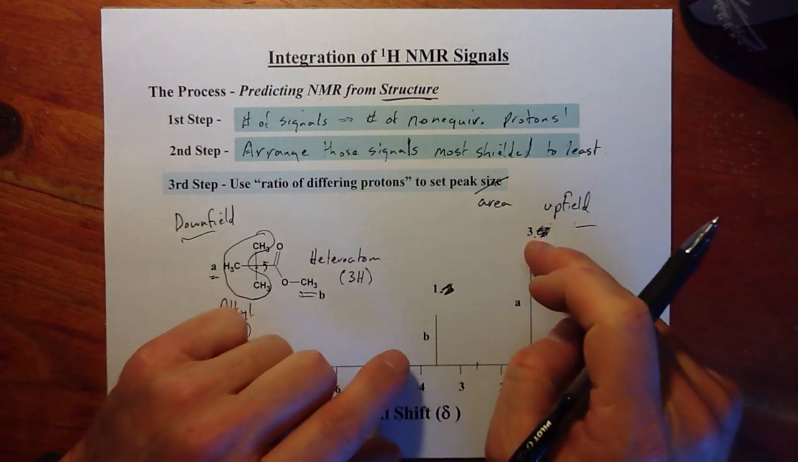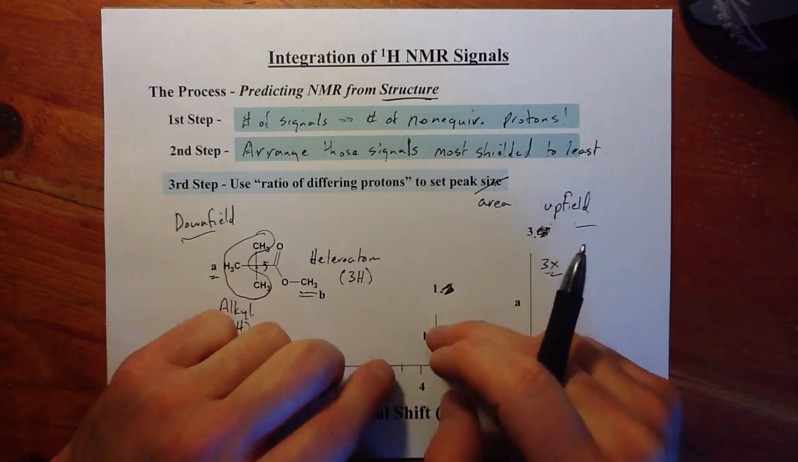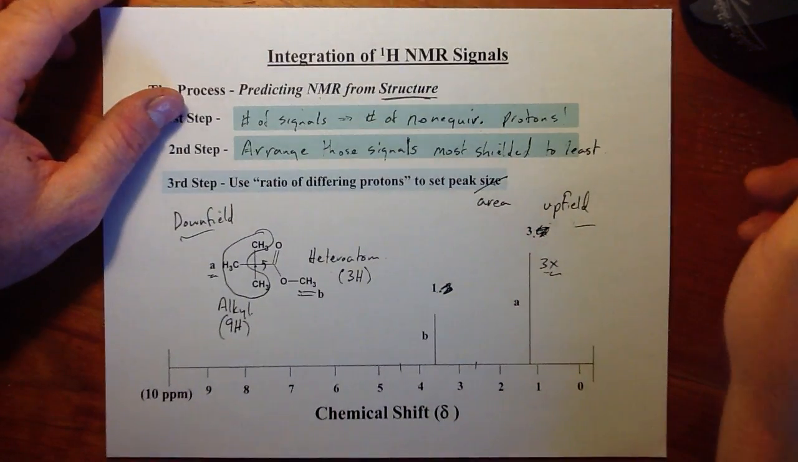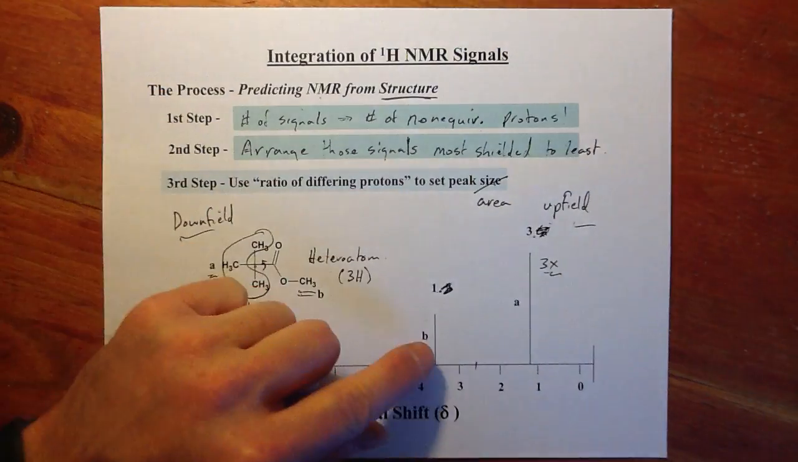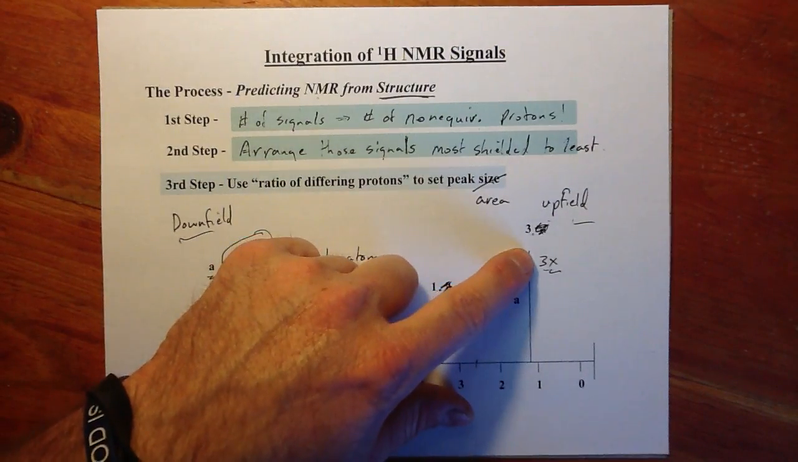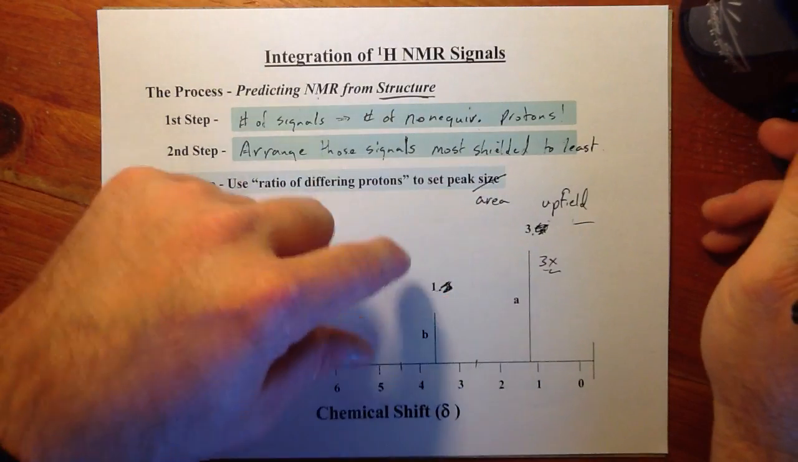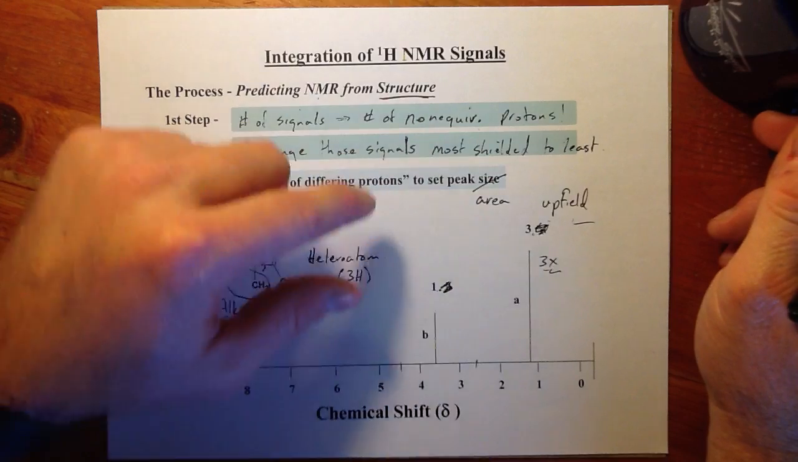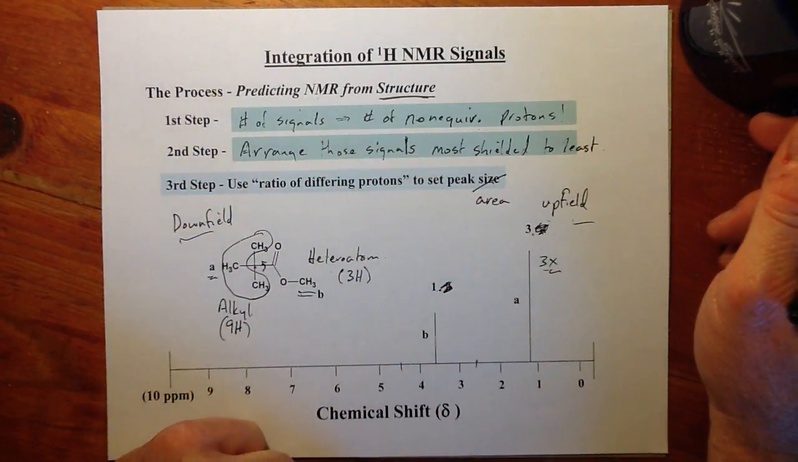We can say an integration value of 3-to-1, where the smallest peak is just given a unitless value of 1. But relative to that 1, this is 3 times the area. So we can write 1 to 3. These are integration values above the signals.